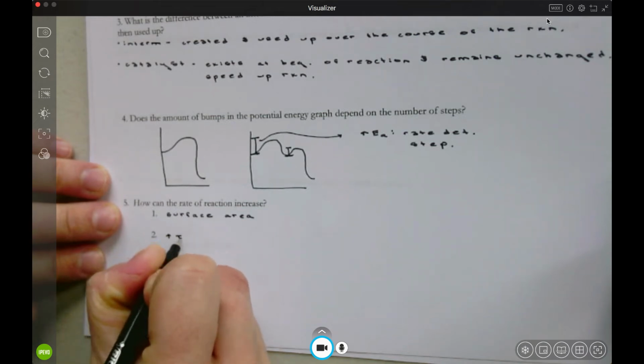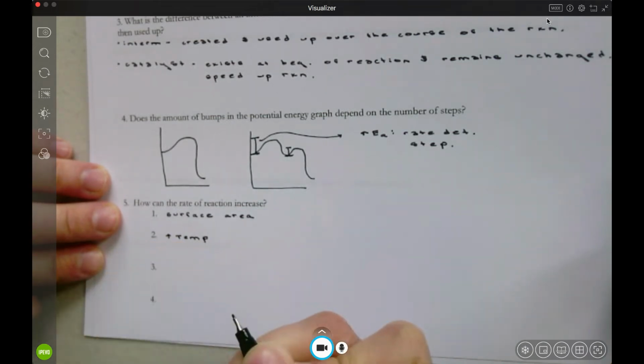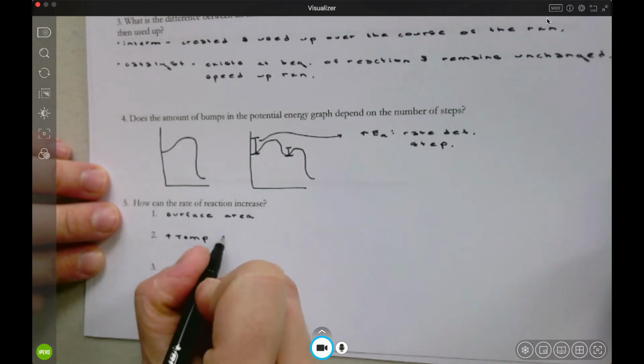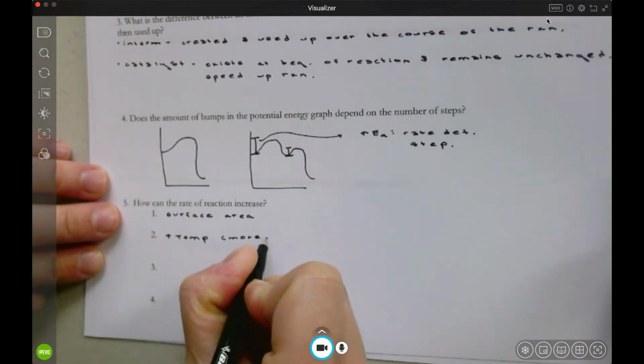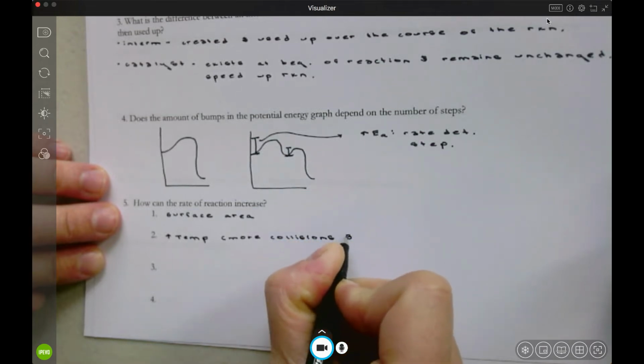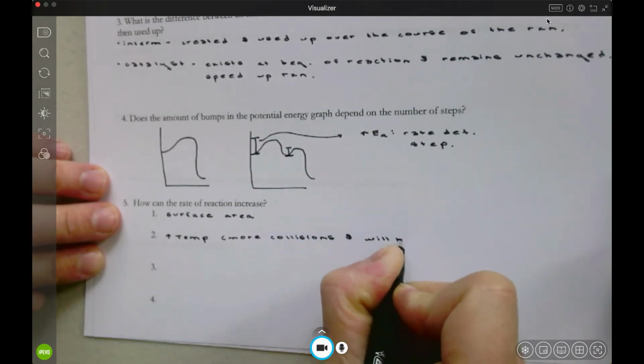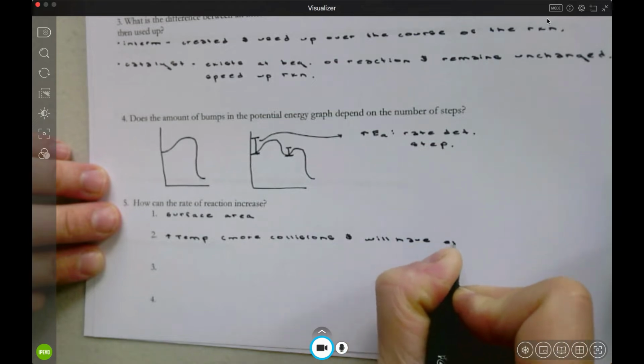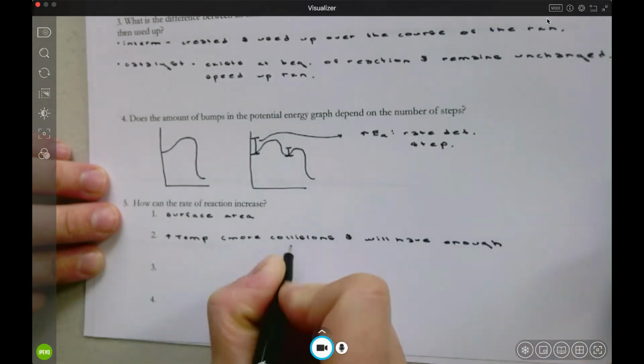The next one is temperature. So the higher your temperature, the higher your rate is. And that's because you're going to have more collisions and they're going to have enough energy to overcome the activation energy.